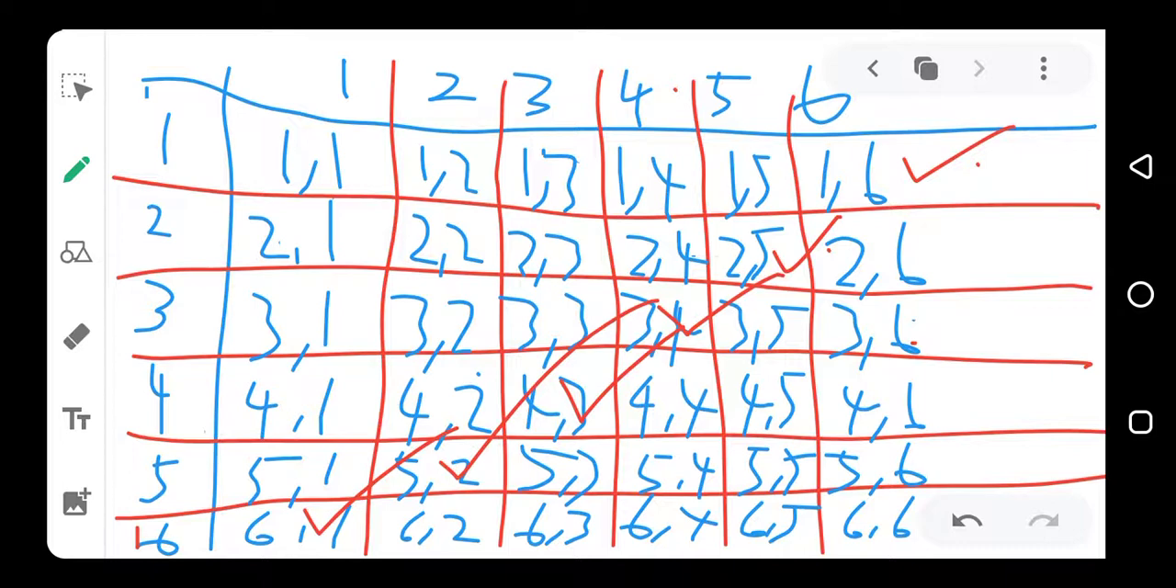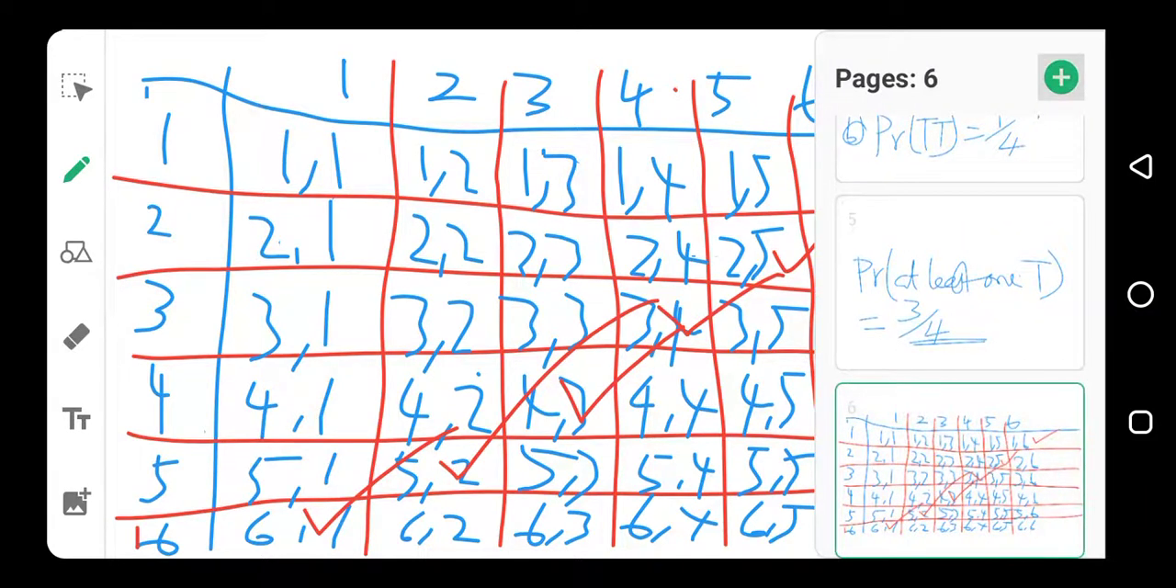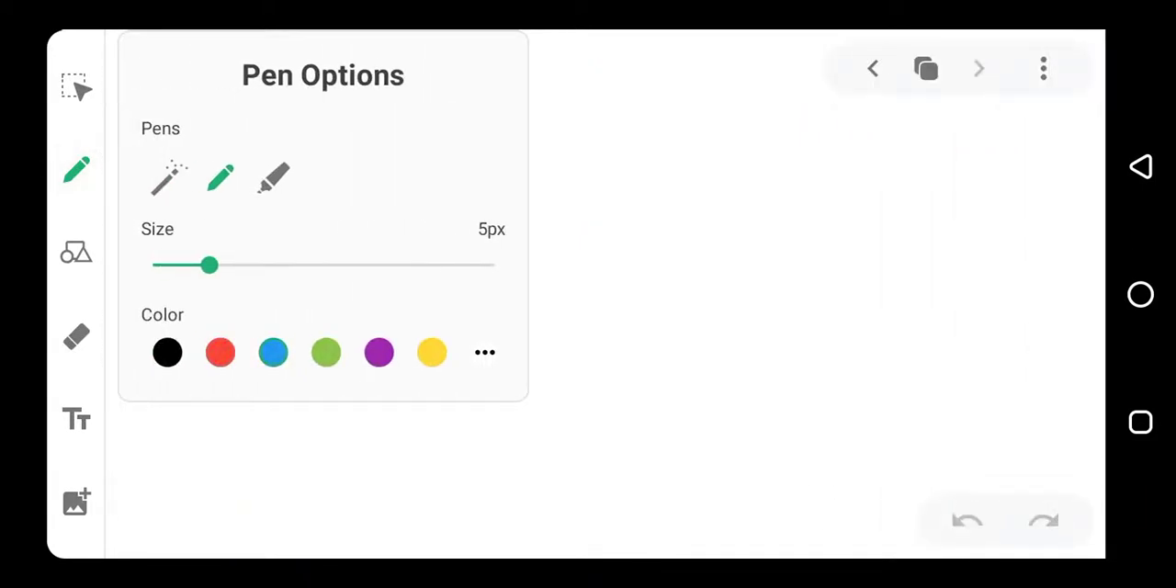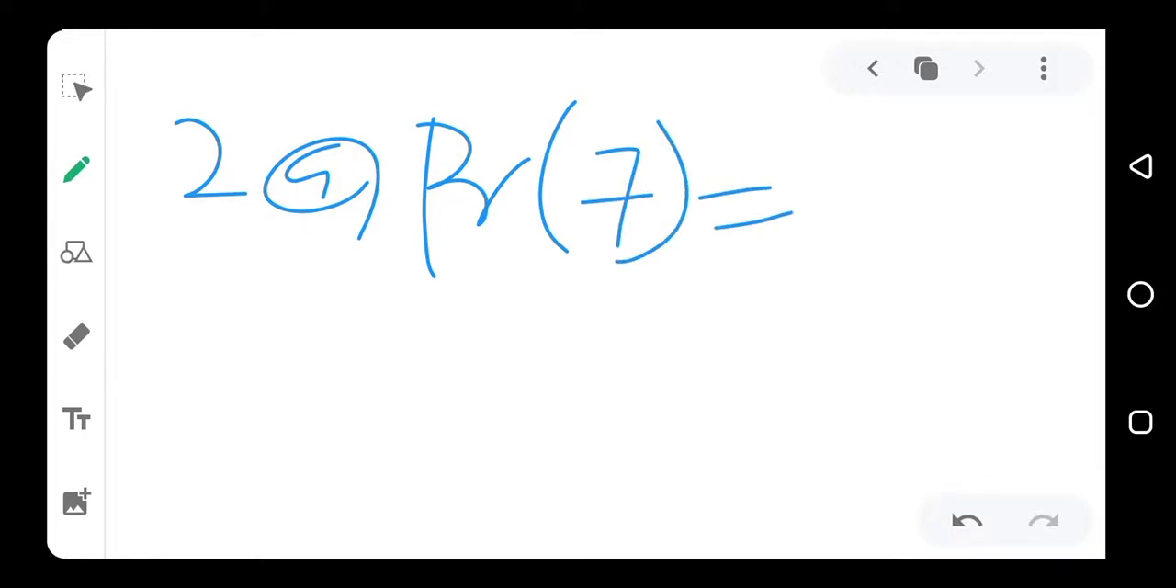So we now say answer 2a is equal to the probability of getting a sum of 7, which is equal to 6 over 36.